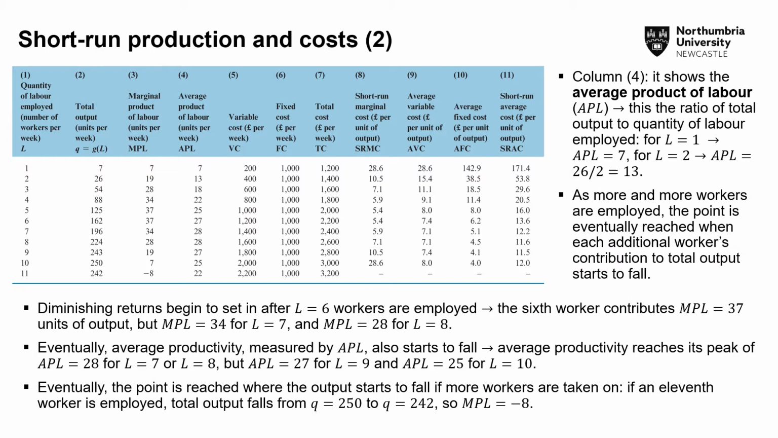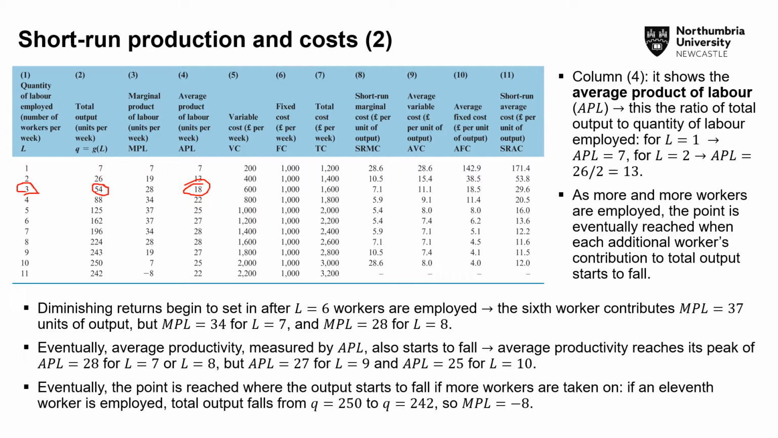Next, we define another measure, the so-called average product of labor. So this is the ratio of total output to the quantity of labor employed. So for example, in order to find the average product of labor, what we do is we divide a specific level of total output, let's say 54 units, by 3, and the result of that is that the average product of labor is 18 in this instance. So the average product of labor is the level of output divided by the amount of labor that we are currently employing.